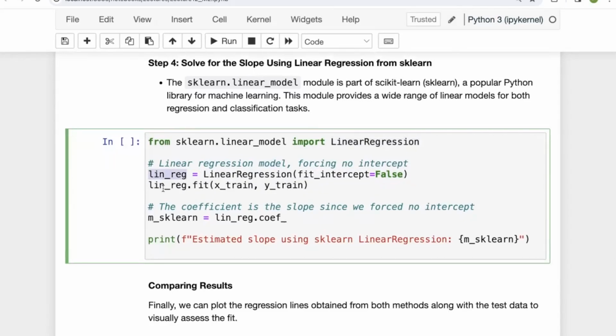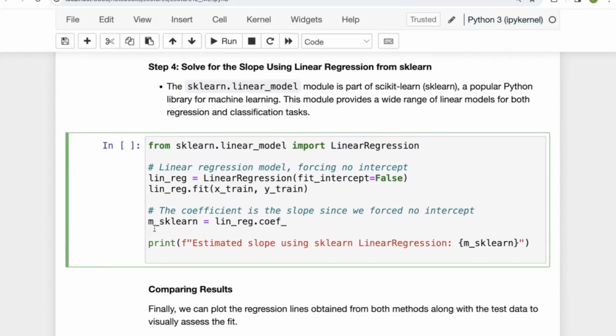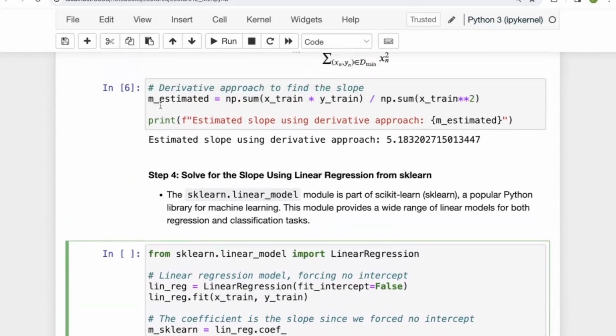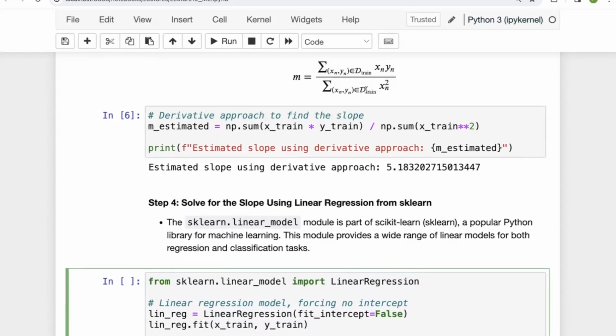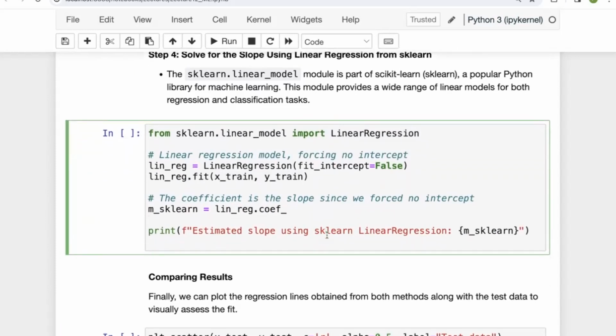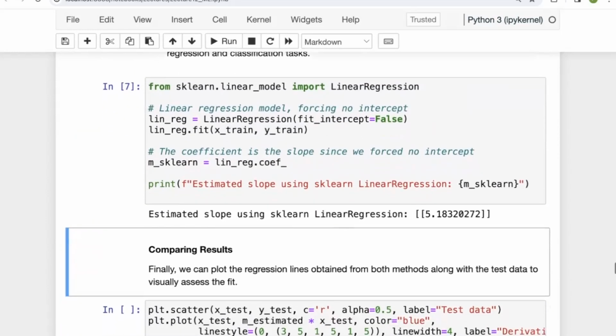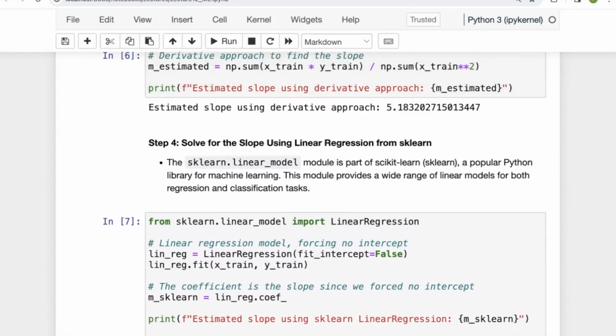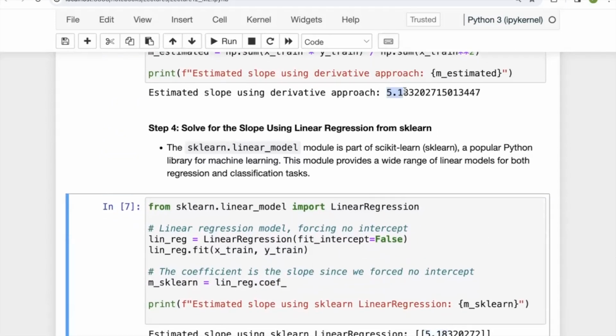This object has a method called fit, which accepts the training data, x_train and y_train. Once you do the training, one attribute is .coef_, the coefficient, which gives us the slope term m. That's why I call it m_sklearn. So this is the m value estimated using scikit-learn, and the other one was the m that we estimated using the equation we derived ourselves. Let's see what we get here. You can see that we again get 5.18, which is very close to what we had before.